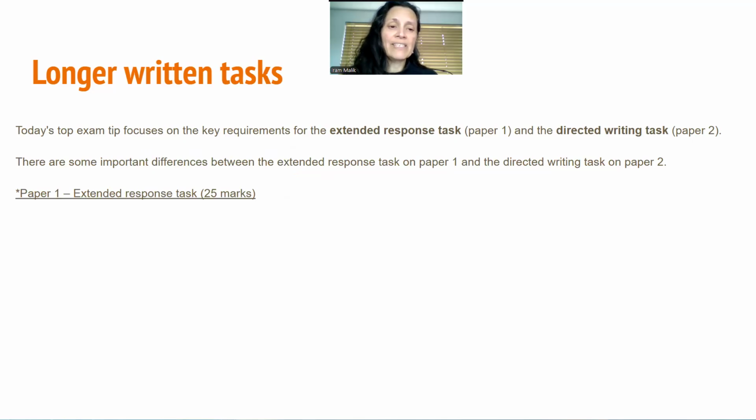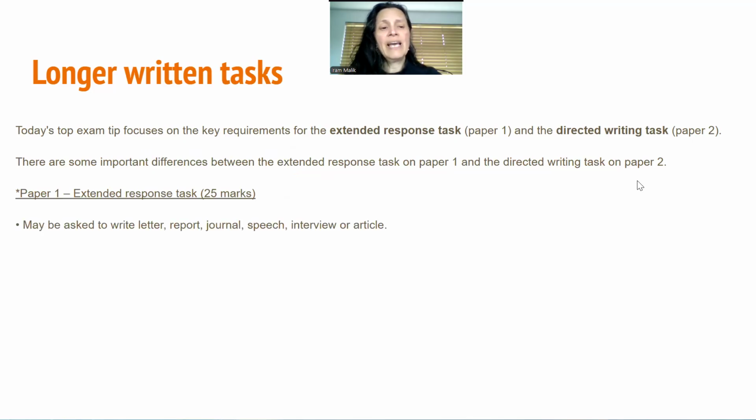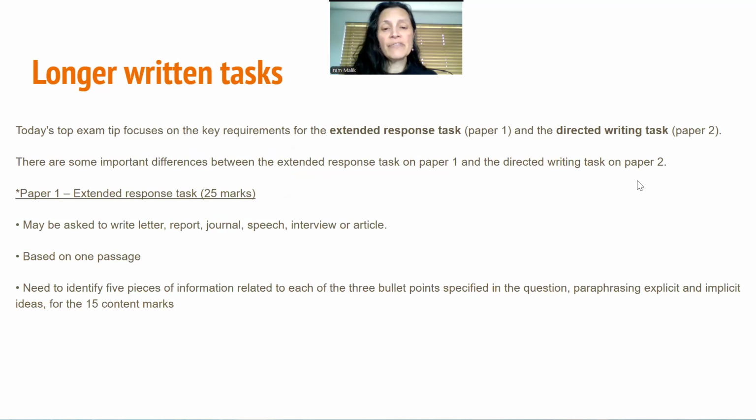So for paper 1, we have the extended response task, which is worth 25 marks. For this, you may be asked to write a letter, a report, a journal entry, a speech, an interview transcript, or an article. It's based on one passage, which is text C, and you're aiming to identify 5 pieces of information related to each of the 3 bullet points specified in the question, paraphrasing explicit and implicit ideas to achieve a maximum of 15 marks for content or reading.